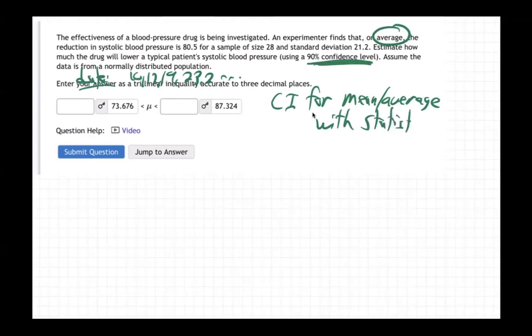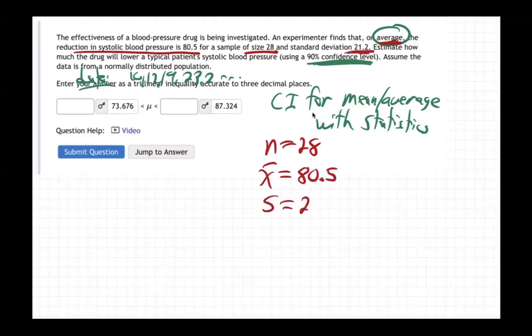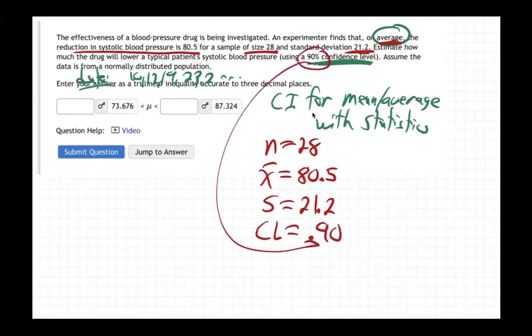With statistics, they're giving us statistics, meaning they're giving us, in fact, what are they giving us? They're giving us a sample size. They're saying 28 people were investigated, and they're giving us the average reduction was 80.5. And they're giving us the standard deviation is 21.2. And they're saying do a confidence level of 0.90. Always got to make that a decimal, don't we? Always a decimal. So yeah, they're not giving us data. There's not a list of data. So it's confidence interval with statistics.